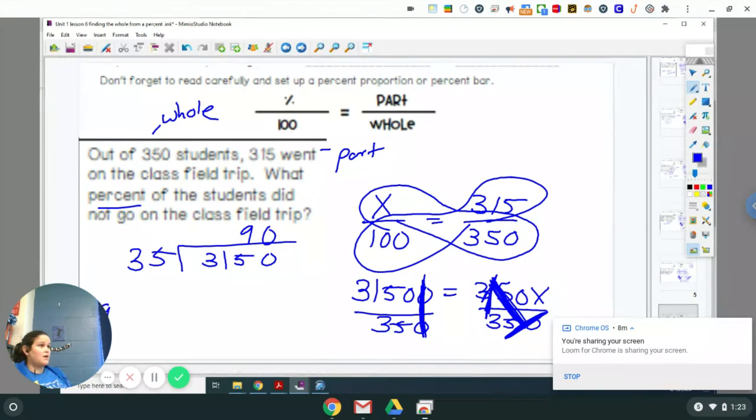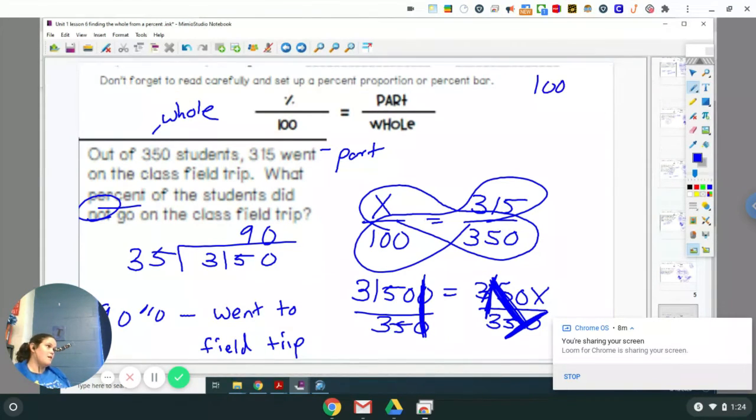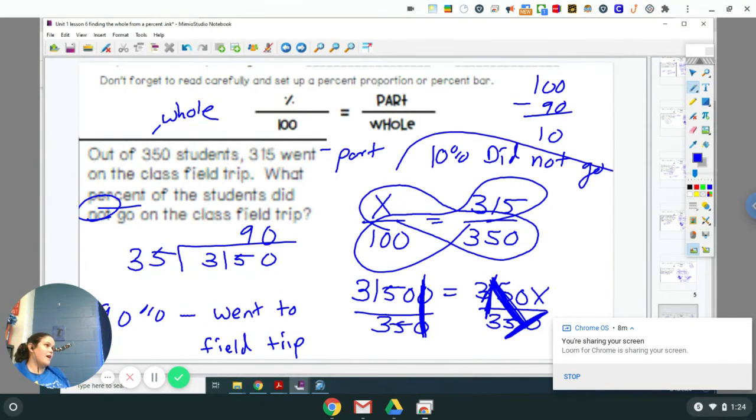So 90% went to the field trip. My problem is asking how many did not go. Well, if 90% did go, that means you have to do 100 minus the 90% and you get 10. So 10% did not go. And that is your final answer.